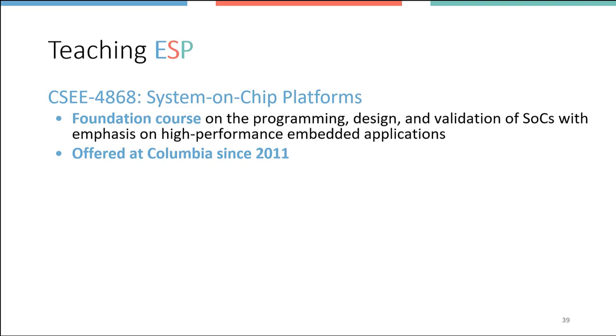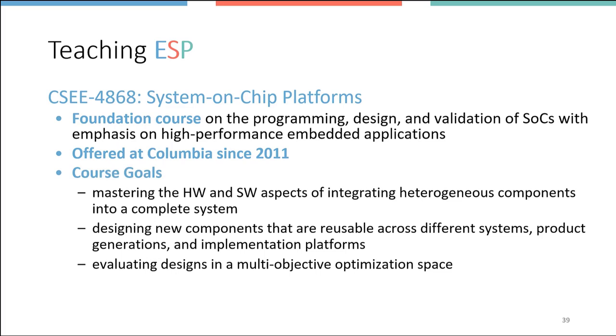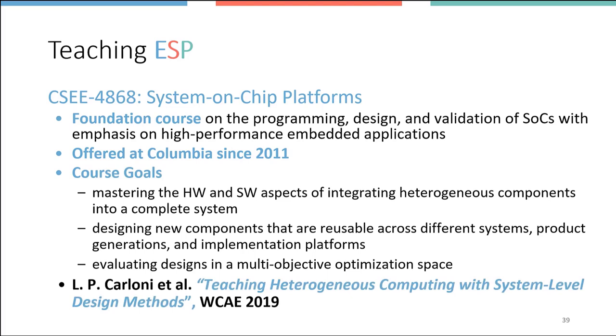The System on Chip Platforms course is a foundation course on the programming, design, and validation of system on chip with emphasis on high performance embedded applications. We have offered it at Columbia now for almost 10 years. It's part of the upper level undergraduate curriculum as well as of the master program in computer science, computer engineering, and electrical engineering. The goals of the course are to master the hardware and software aspects of integrating heterogeneous components into a complete system, design new components that are reusable across different systems, product generations and implementation platforms, and evaluate designs in a multi-objective optimization space, where typically you have conflicting objectives: performance versus resources, cost, area, FPGA resources, and so forth. We also wrote a paper a couple of years ago at a workshop on computer architecture education, which describes the course in much more detail.